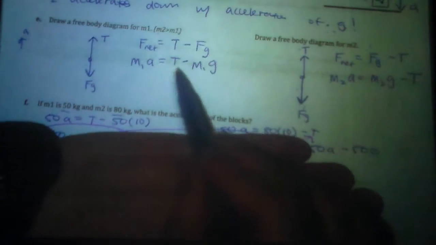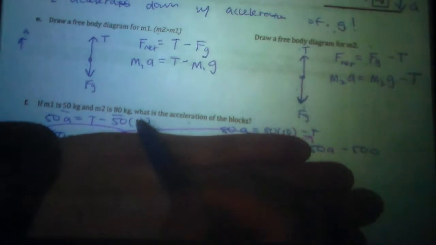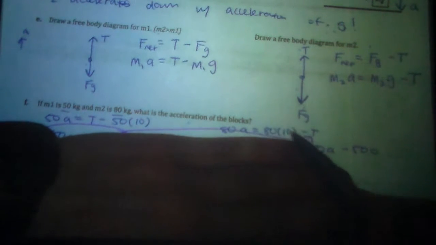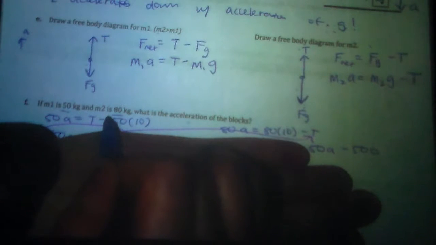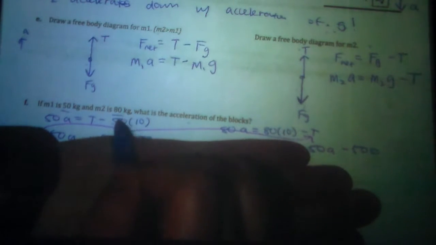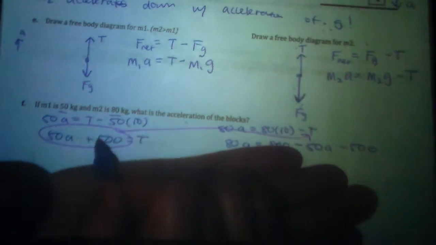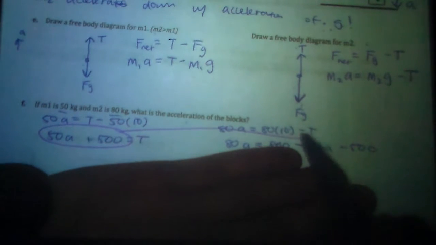So let's talk through this. So I'm plugging into my equation. Mass is 50, g is 10. This one, mass is 80, g is still 10. Here, I need to get rid of this T. This first equation is easier to solve for T, so I added 5 times 10, which is 500, so I added that 500 over. T is just 50a plus 500. Now I can substitute that in for T.